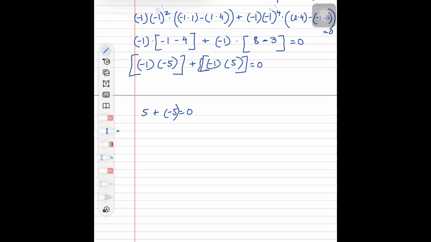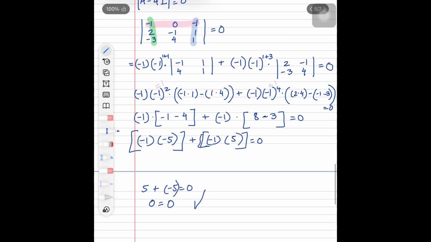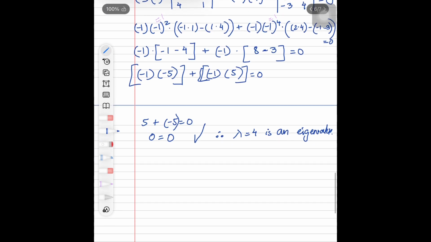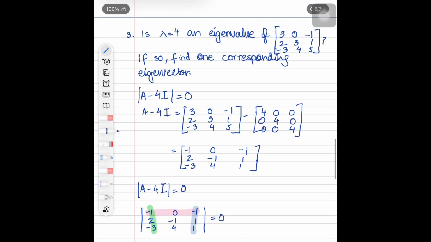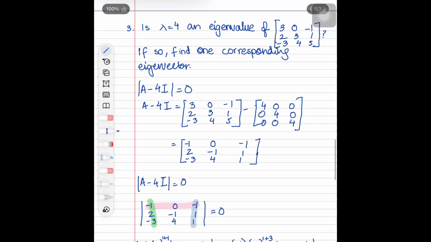So 5 plus -5, so basically 0 is equivalent to 0. So therefore lambda equals 4 is an eigenvalue. In this case, we just proved that. Now we're asked to find one corresponding eigenvector.